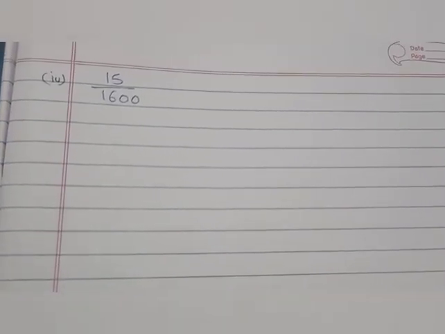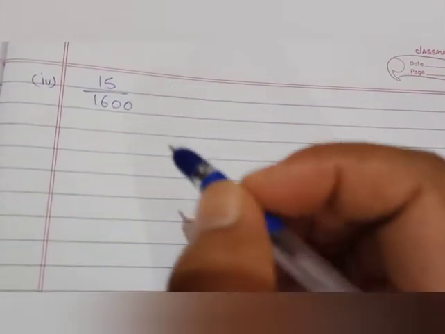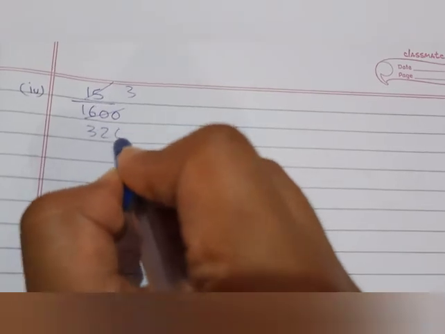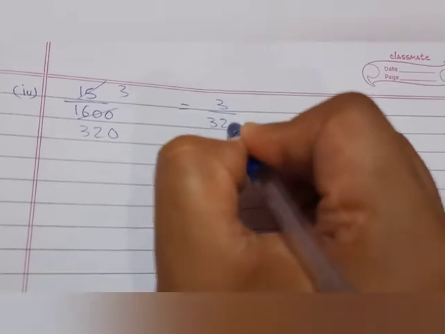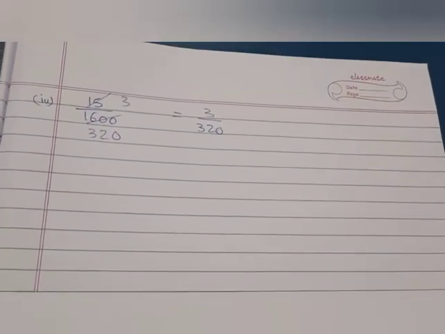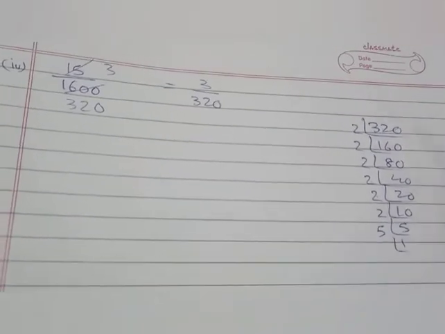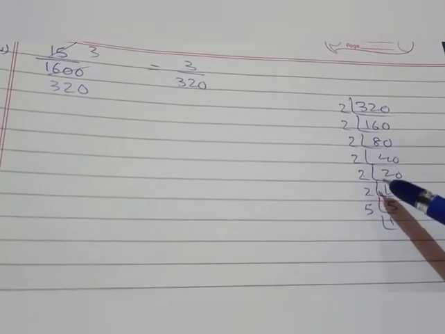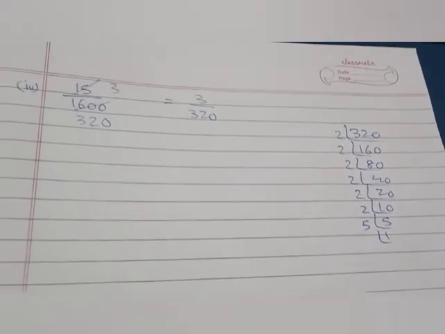Next up we have 15 by 1600. This is also further reducible as both numerator and denominator can be cancelled by 5. 5 3s are 15, 5 3s are 15, 1 carried over, so 10, 5 2s are 10, 5 zeros are 0. So 15 by 1600 can also be expressed as 3 by 320. Now let's prime factorize the denominator, which is 320. The prime factorization of 320 will give us 2 into 2 into 2 into 2 into 2 into 2 into 5. 6 2s and 1 5.